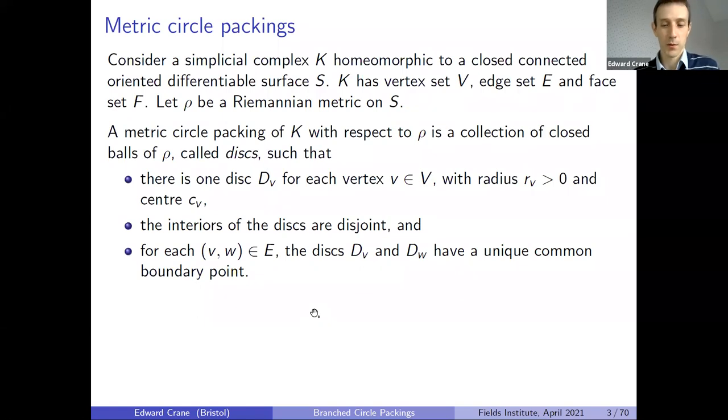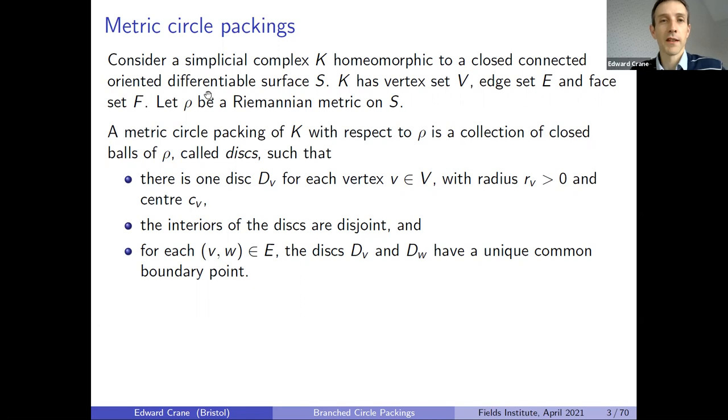Okay, so let me start with something of Oded Schramm's. This is metric circle packings. So we're going to have, as usual, a triangulated complex, so a simplicial complex K. It's homeomorphic to a closed, connected, oriented differentiable surface, S. Vertex set we'll call V, edge set E, face set F, and we're going to have the structure of a Riemannian metric on it.